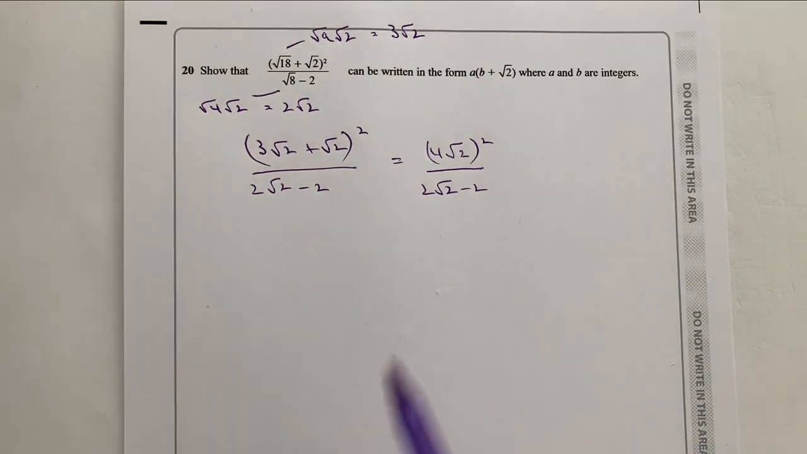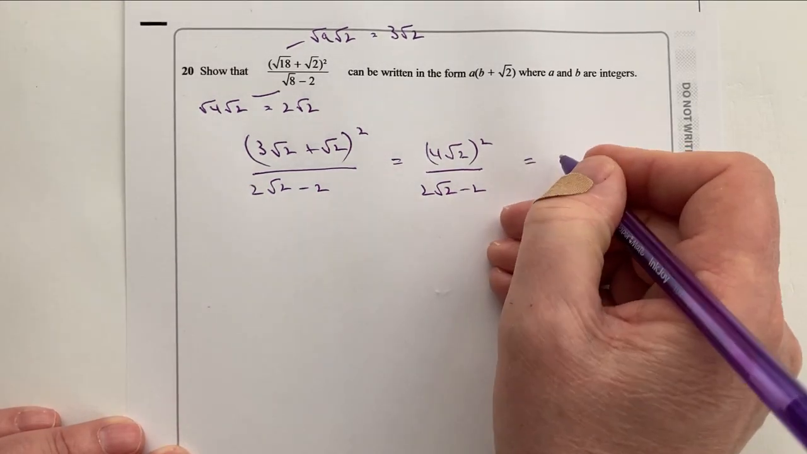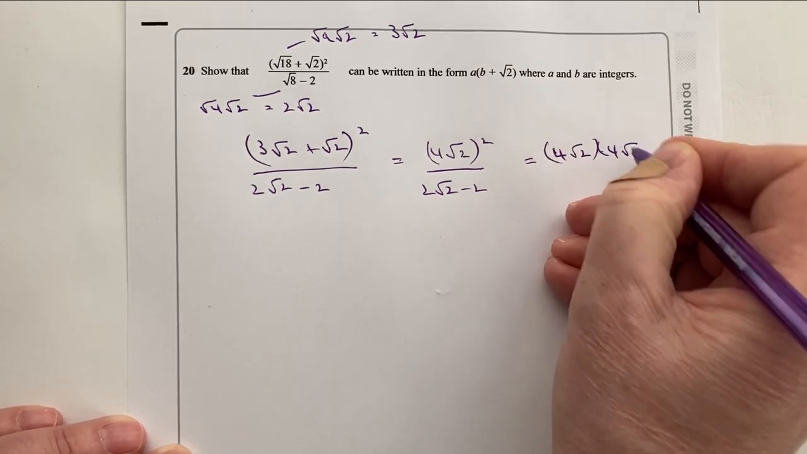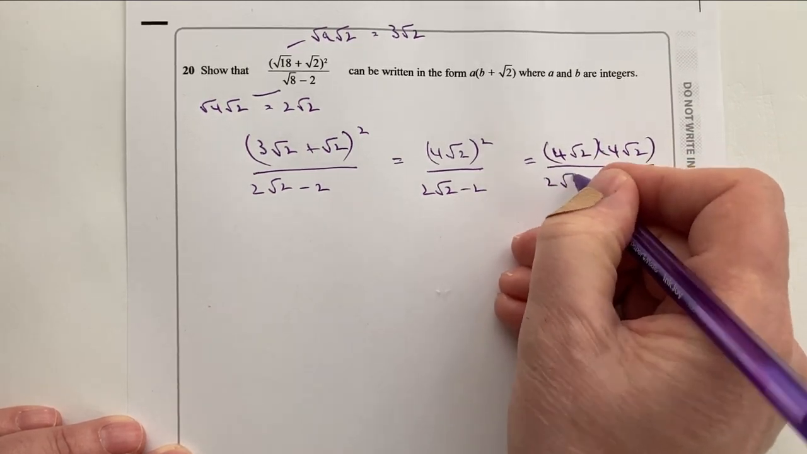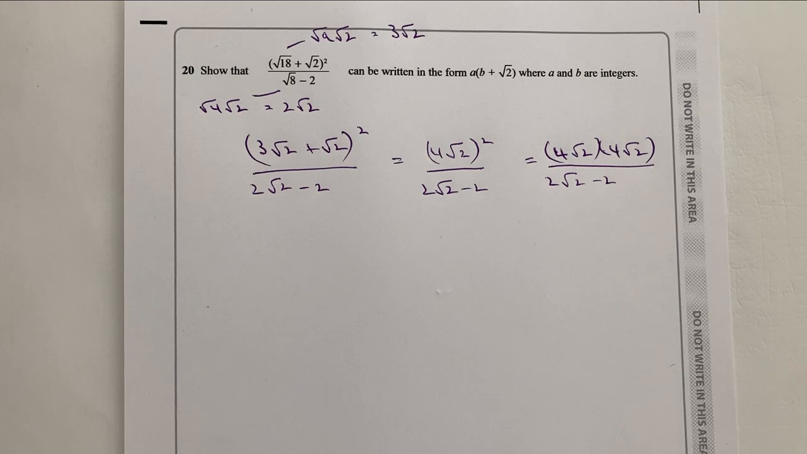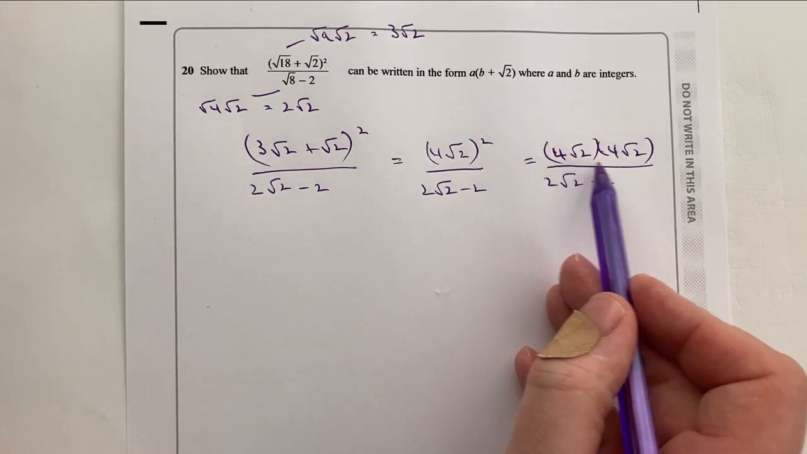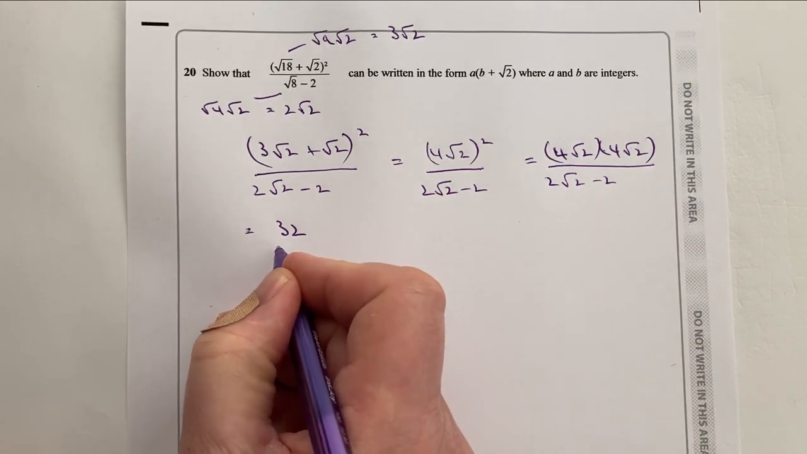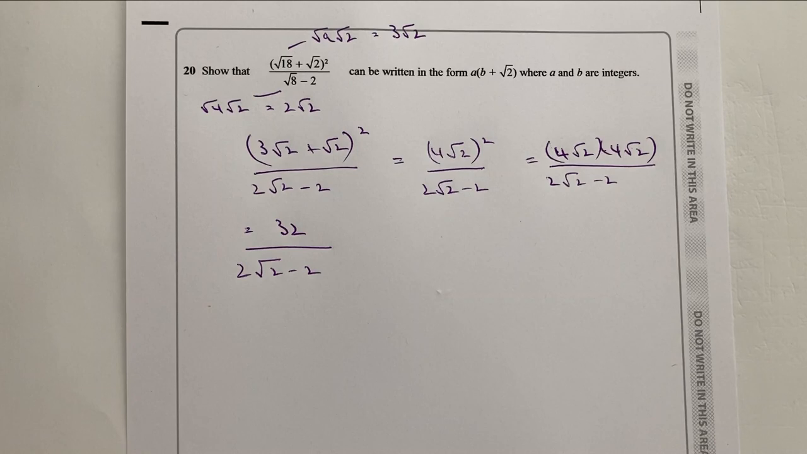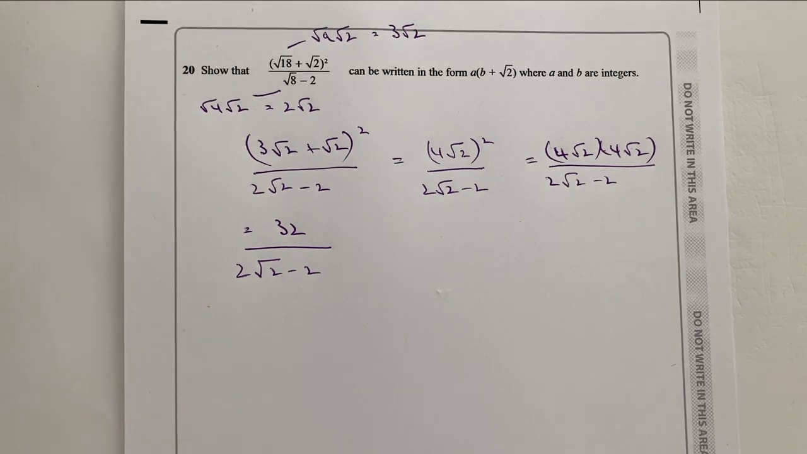So let's have a look at what this becomes when you square it. When you square it, you're going to get 4 root 2 times 4 root 2, again all divided by 2 root 2 minus 2. Well, 4 times 4 is 16, and root 2 times root 2 is going to be 2. So it's actually 16 times 2, so what I'm going to get at the very top is going to be equal to 32, because it's 16 times 2. And then at the bottom, I haven't done anything really with this bottom bit as yet, although we're going to rectify that now. My problem is that I've worked everything out at the top, and I've got this denominator to deal with.